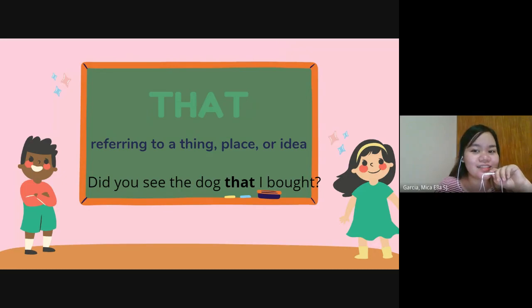Anyone? Okay, let me explain this one. We use that here because we are referring to the dog. If we read again the sentence, did you see the dog that I bought? That is used to refer to the dog, because someone is asking or looking at the dog that he or she has bought.